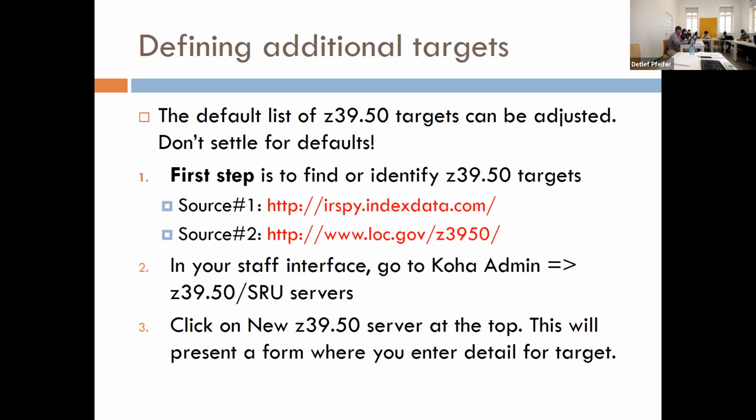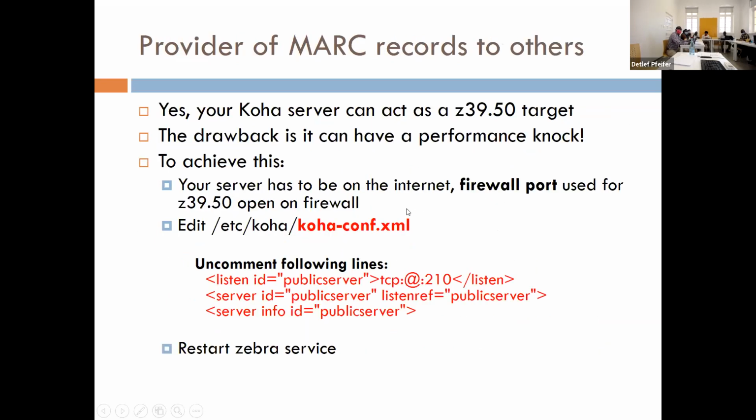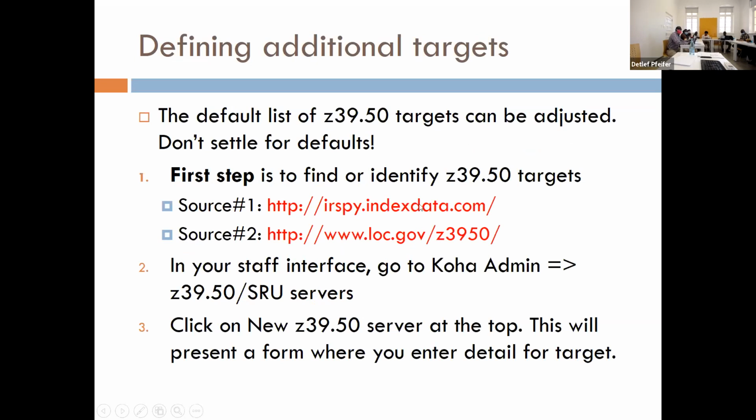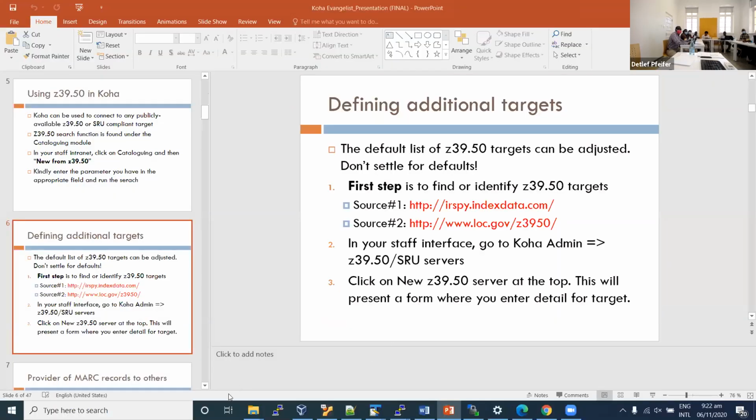So you also ask, where do you get these targets? So there are the sources. There is this, sorry, there is this. It's called irs5.indexdata.com. This is somewhere where you can actually get targets. And I would like to pause at this juncture just to take you through.